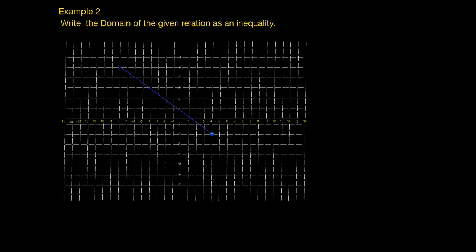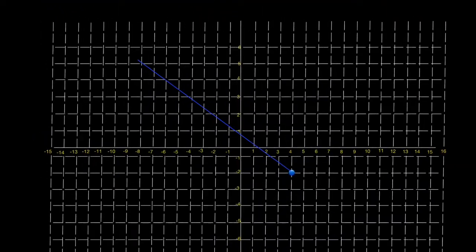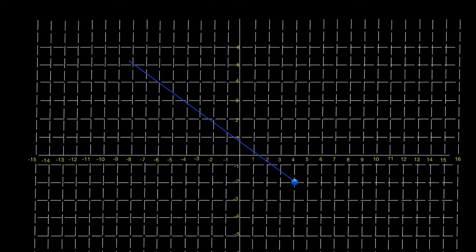Now we're going to look at examples where we actually do not have a bound. So let's take a look at this graph right here. We have to write the domain as an inequality. So if we look right here, remember we have to get 2 points. We have to get the endpoints, the point that is farthest to the left and the point that is farthest to the right. The point farthest to the right is easy to spot here.